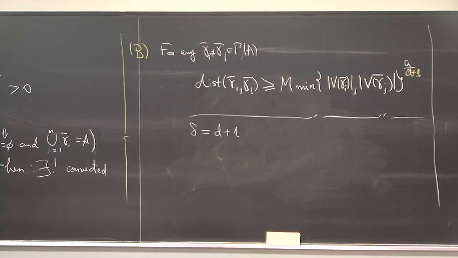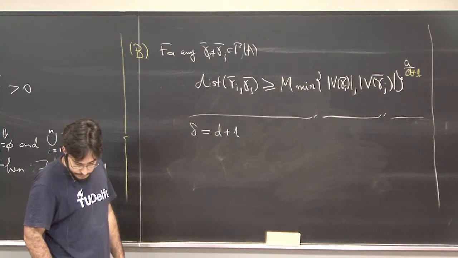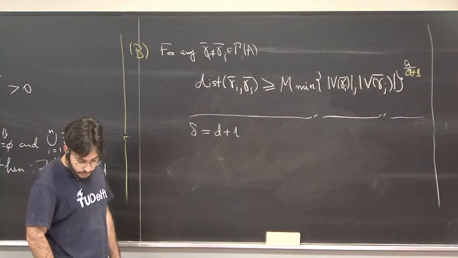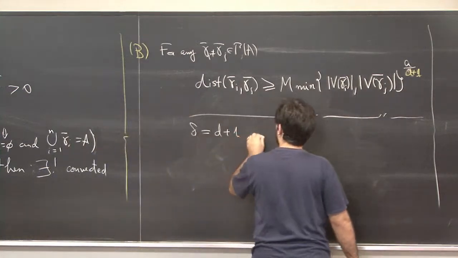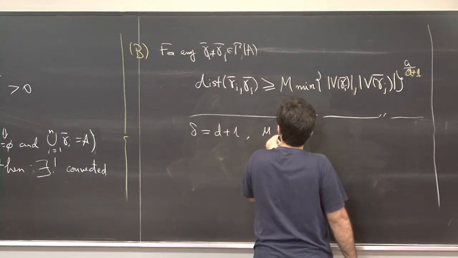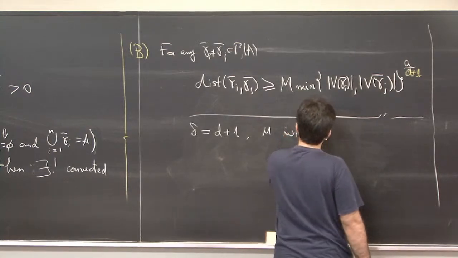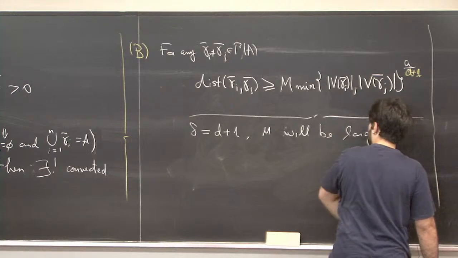So, okay, let's see what I want to say. Another thing is that we can take M to be large. M will be large, and will be chosen later.